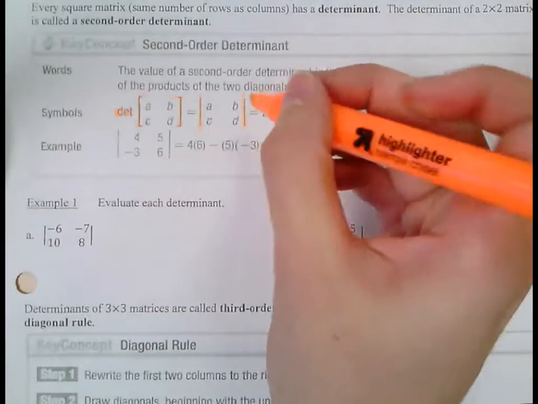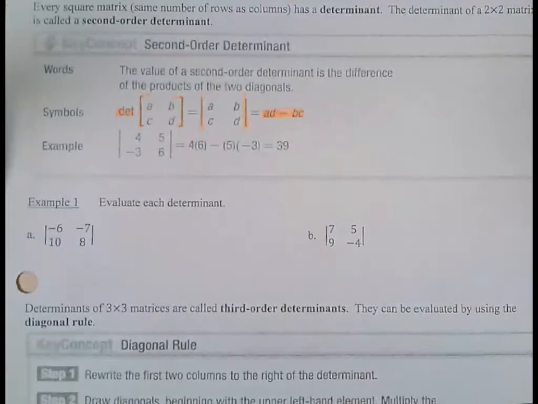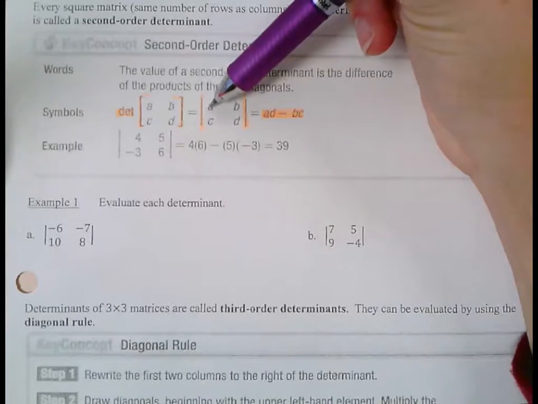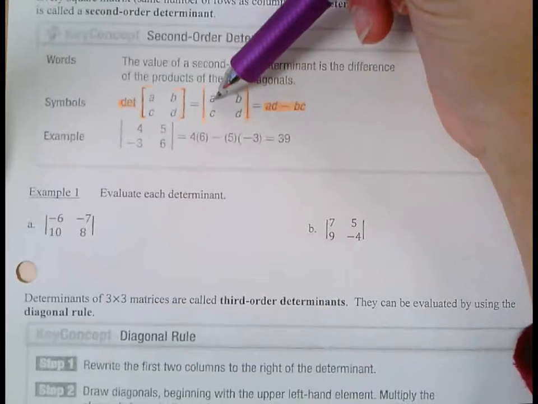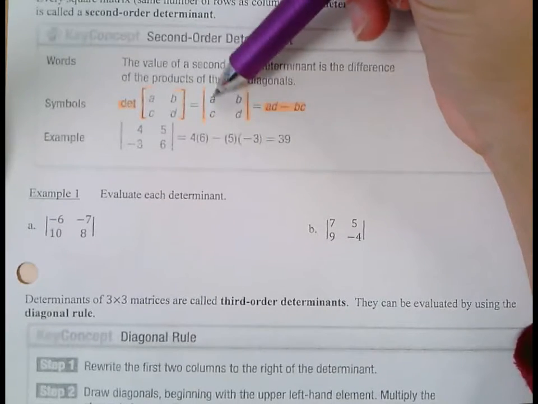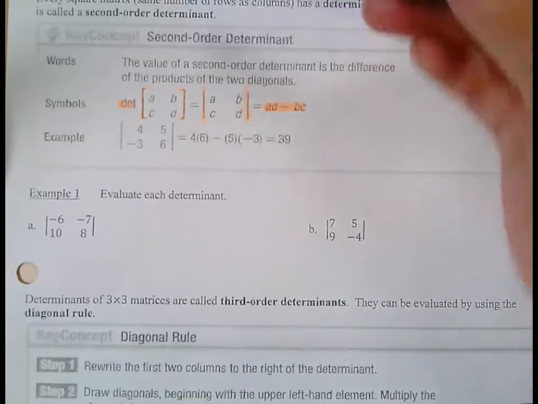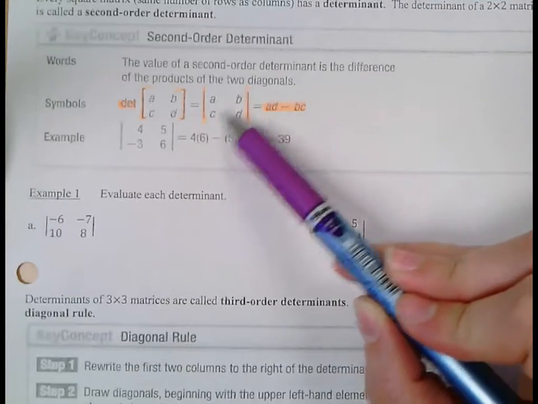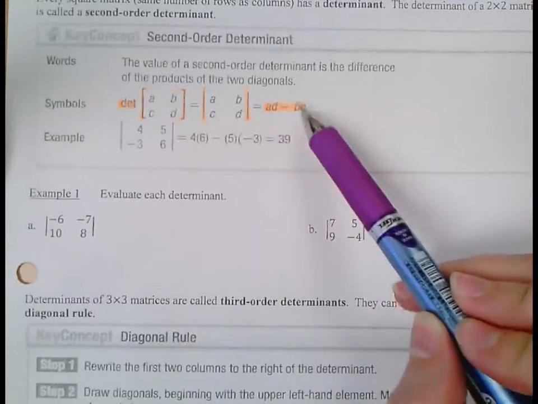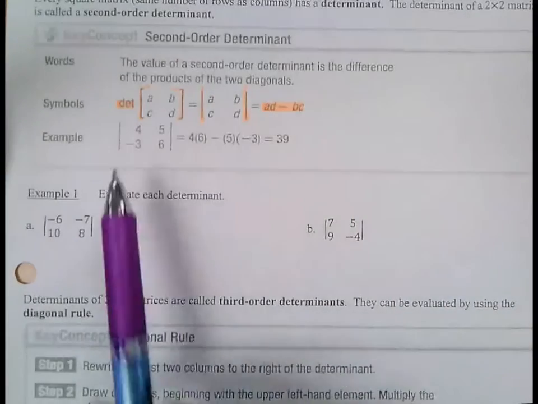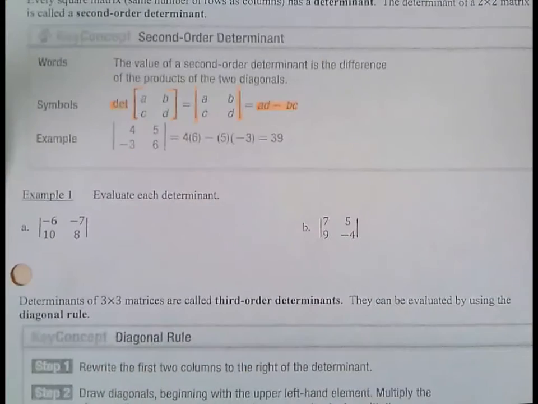But then this is the formula for how to find a 2x2 determinant. So you take, starting in the upper left, so your first element, your first row, first column, you find the product of that first diagonal, the A times D, and then you subtract the product B times C. So that's what this formula shows here, AD minus BC. And then it does give a specific example written out.